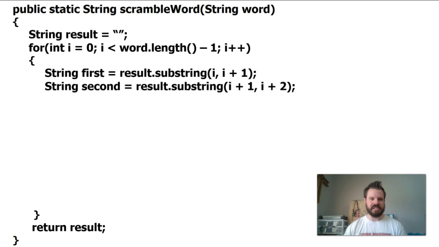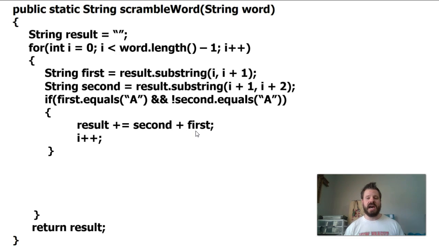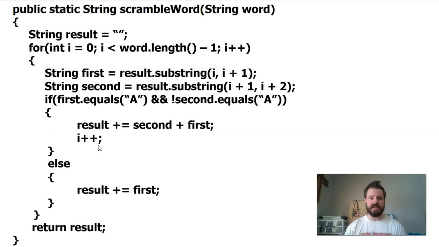And then I'm going to proceed in a similar method. We're going to look at the ith letter of word and the ith plus 1, so the next letter of word. We're going to test and see: is the ith letter A and the next letter not A? And if so, we're just going to add letters one at a time to this. We'll say result plus equals the second letter plus the first, so we add those two letters on in reverse order. Once again, we already dealt with the next two letters, so I would need this I plus plus. Now, if this conditional isn't true, I still want to add a letter on, so we'll say else result plus equals just the first letter, and then we'll move on to the next one and check the next two.